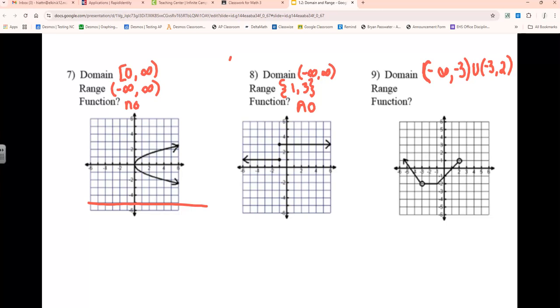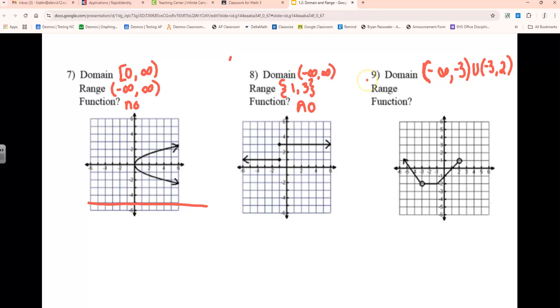So if you have just a hole in the graph where it's not filled in by anything else, you have to stop the interval and then start the interval back at that same point and use parentheses to show it's not included. Does that make sense? That one's tricky.